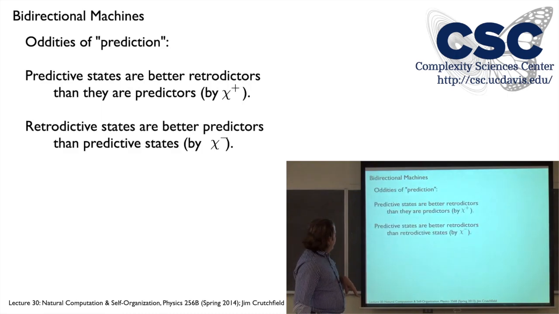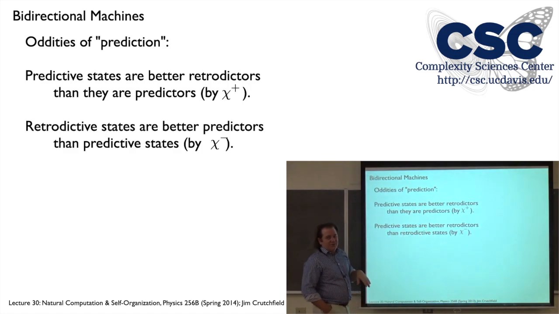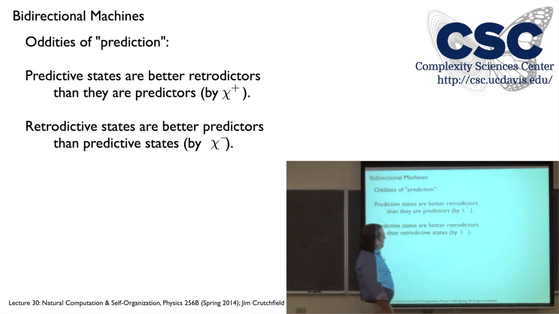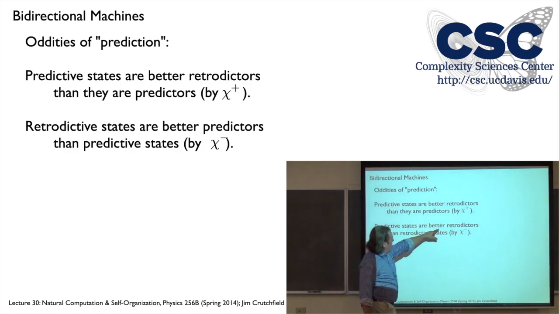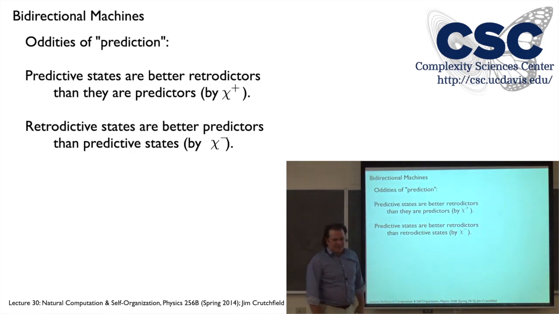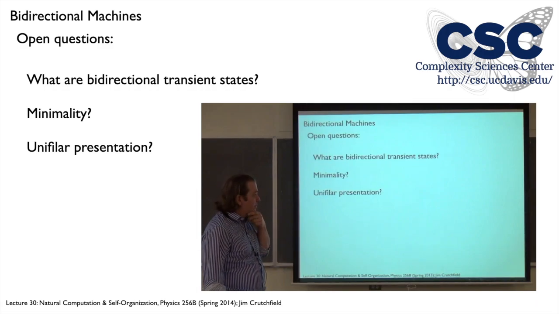Also, this kind of exercise shows you some of the oddities of prediction. So the forward states, the predictive states, are better retrodictors than they are predictors. They're more cleaved out of the past by an amount of crypticity. And I should have said, retrodictive states are better predictors than predictive states by forward crypticity. So there's a curious thing about interpreting the forward and reverse states. But there are some open questions, so this is right up to the research frontier.